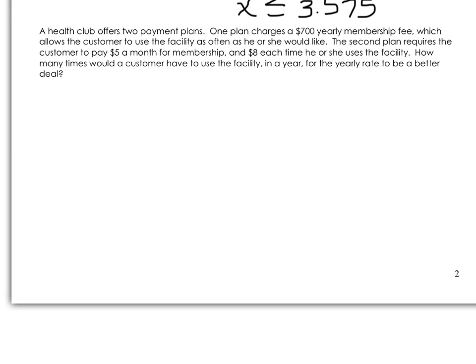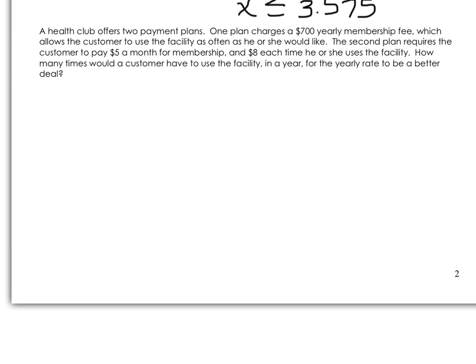A health club offers 2 payment plans. One plan charges $700 yearly membership fee, which allows the customer to use the facility as often as he or she would like. The second plan requires the customer to pay $5 a month for membership and $8 each time he or she uses the facility. How many times would the customer have to use the facility in a year for the yearly rate to be a better deal? So he's going to pay $5 a month.